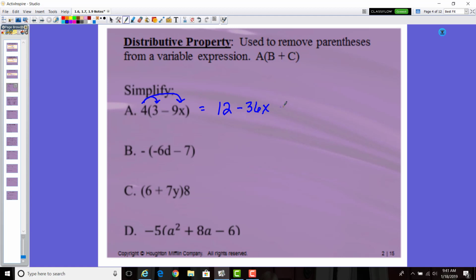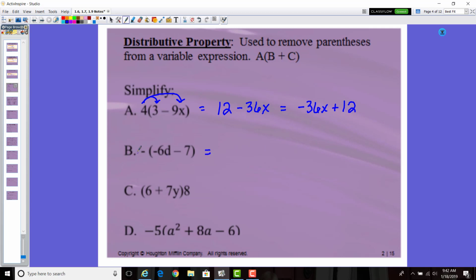My math lab may ask you to put the variable term first. Make sure you always take the sign with it. So since there's a minus in front of the 36x, we look at it as negative 36x. Since that 12 is positive, we put a plus sign between those two terms.